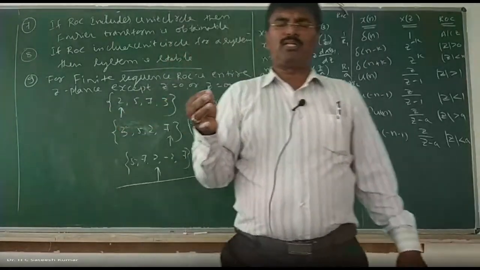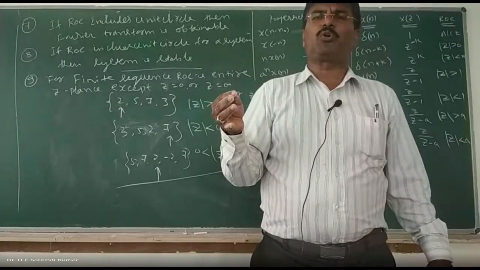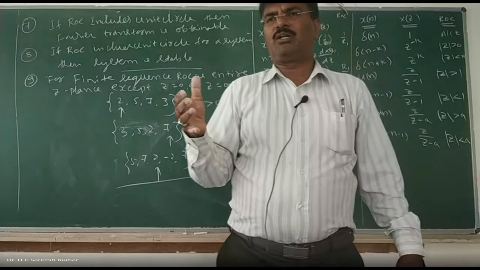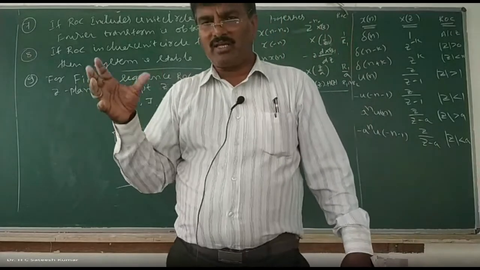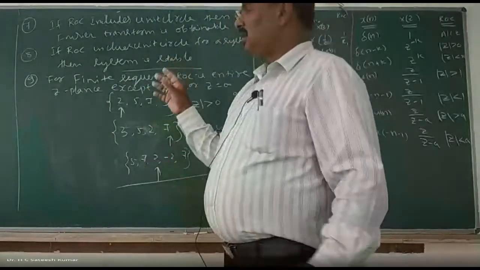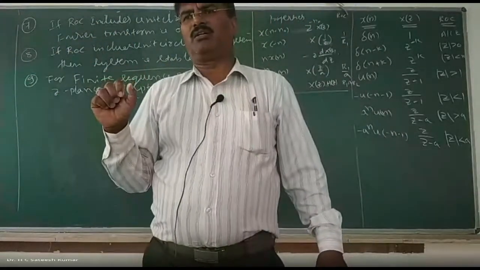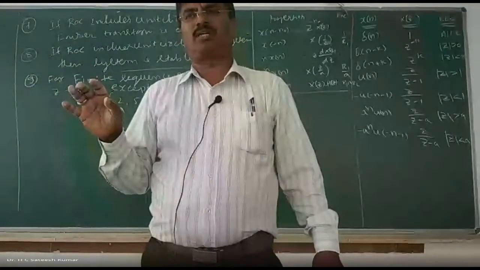And the fourth one: for a left-handed sequence, ROC extends towards the origin from the innermost pole. Fifth one: for a two-sided sequence, ROC is a ring in Z plane. Sixth one: poles cannot lie inside the ROC, but zeros can lie. That is the sixth one.